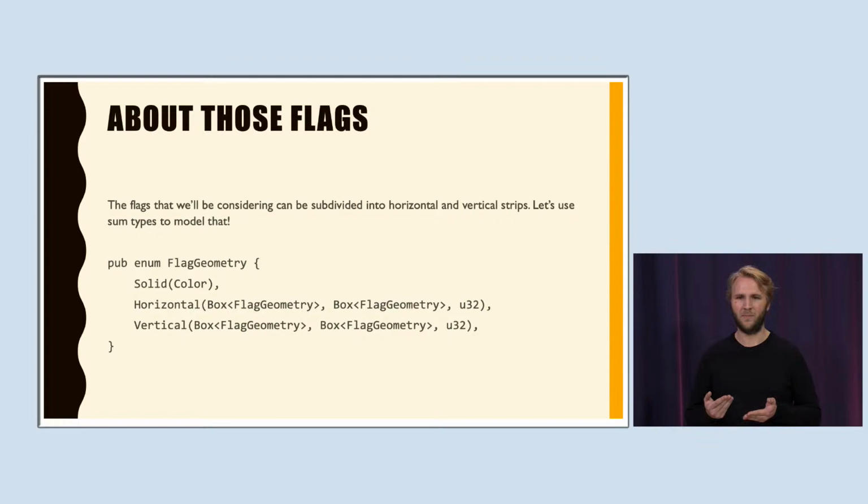The one odd thing here for non-Rust users may be this concept of Box, which just means that these parameters are going to be heap allocated, which is required since the size of a recursive type can't be calculated if it contains itself. Yeah, that's true, Joe.